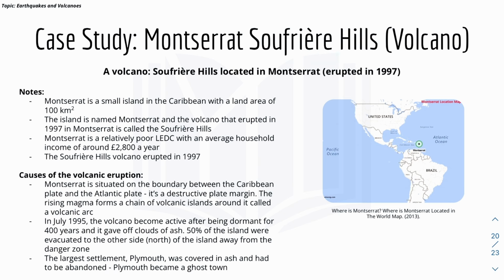And in July 1995, the volcano became active after being dormant for 400 years, and it gave off clouds of ash. And this caused 50% of the island's population to evacuate to the other side, or the north part of the island. And the largest settlement, Plymouth, was covered in ash and had to be abandoned. This means that Plymouth became a ghost town in Montserrat.